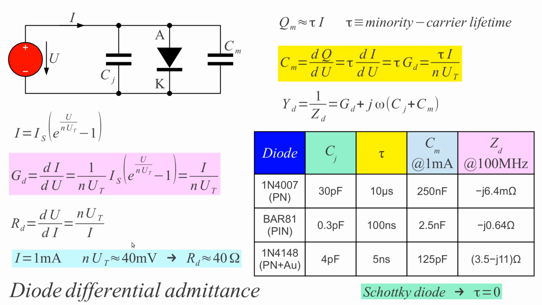So we can pretty much assume that for average silicon diodes, n will be between 1 and 2. So I took here a value where n times UT is around 40 millivolts. This is slightly higher than 1.5, but this is okay for rectifier diodes. At a current of 1 milliamp, the differential resistance will be 40 ohms. So 40 millivolts divided by 1 milliamp is 40 ohms. So we know what the differential resistance of our diode is. This is for DC, the DC behavior.